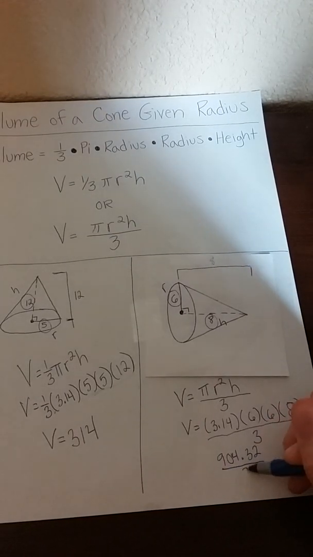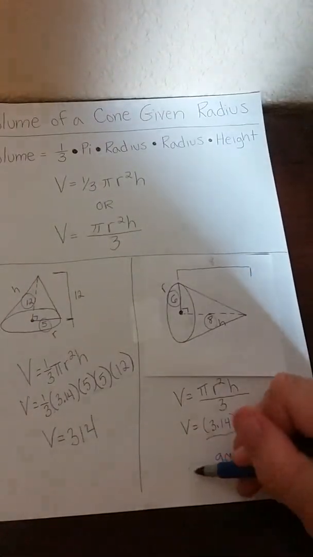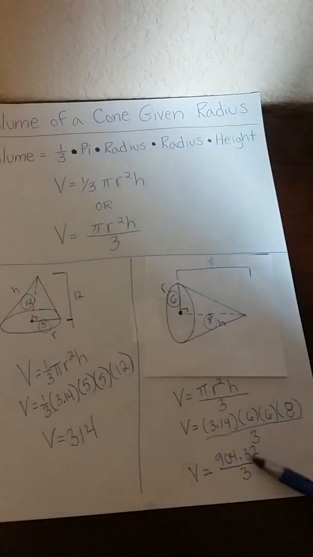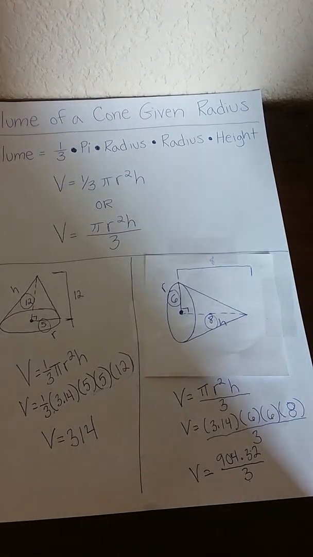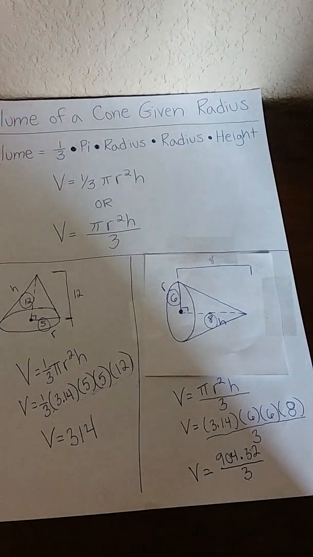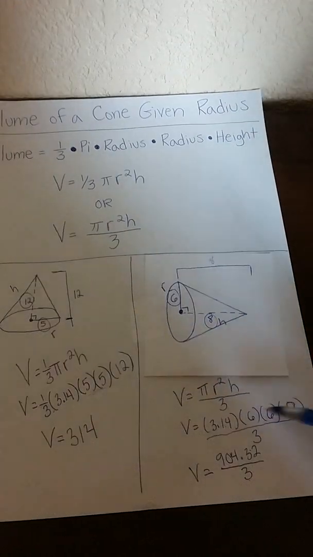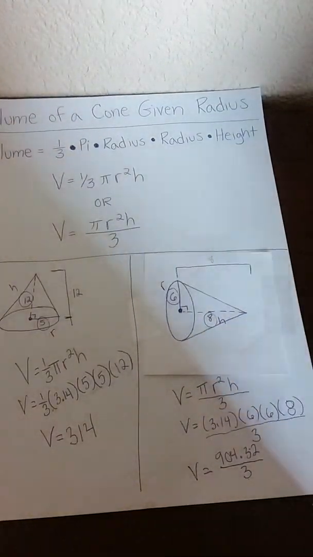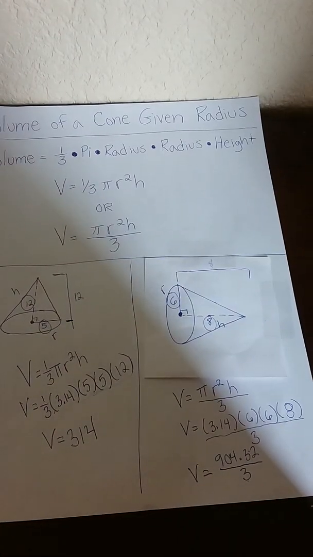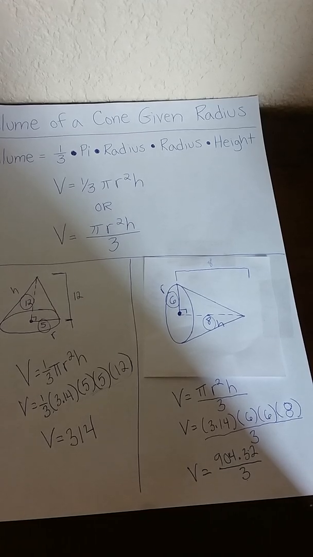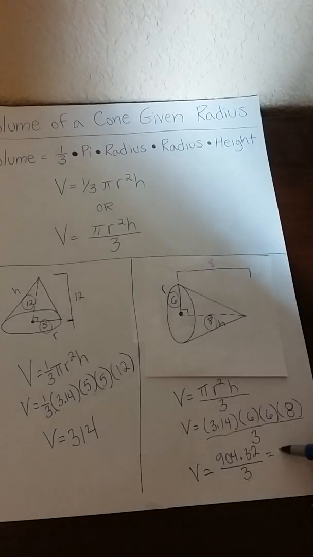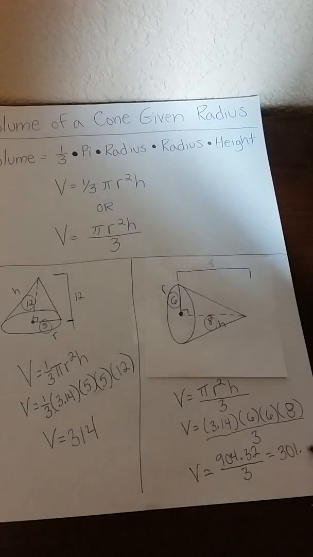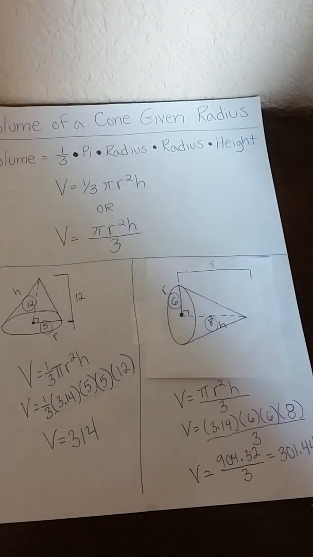And it's still over 3. So that means I'm going to now take that and divide it by 3. This is what you're doing because you got rid of the 1/3, because your calculator couldn't do the fractions. So you do all your multiplication of these, and then you divide by 3. So I go ahead and do 904.32 divided by 3, and I get 301.44. So the volume here is 301.44.